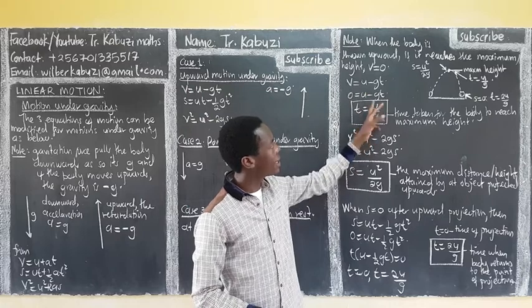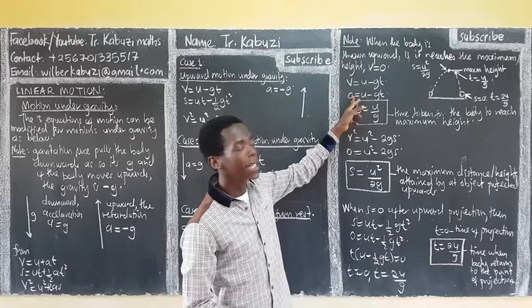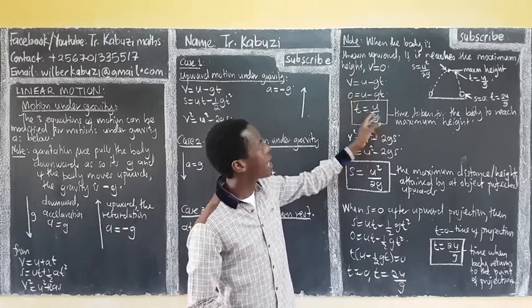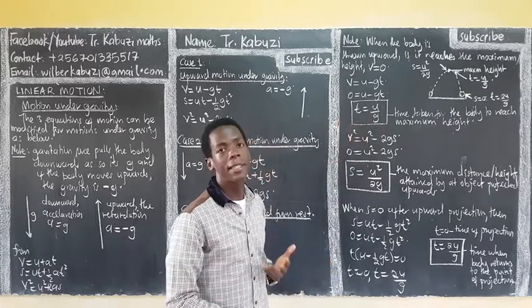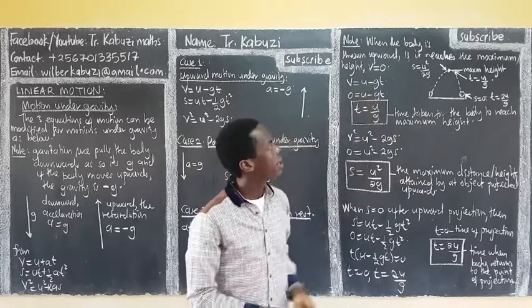Now this T, we have got this T at maximum height. At maximum height, the final velocity is 0. To get this T, it means that this T is the time for our body to reach its maximum height. As simple as that.